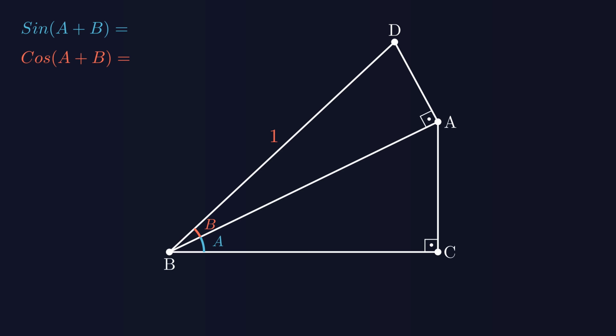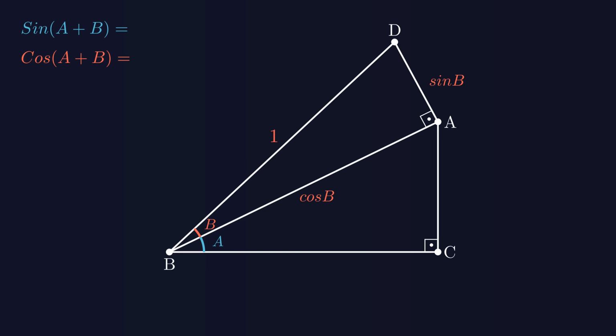So what would the length of AD be? Remember, sine means the opposite side over the hypotenuse. Since we took the hypotenuse as 1 unit, AD becomes sine B, right? In the same way, side AB becomes cosine B, because cosine means adjacent side over hypotenuse. And since triangle ABD is a right triangle, we've actually just proven another very important identity. Sine squared plus cosine squared equals 1. You'll come across this equation everywhere.